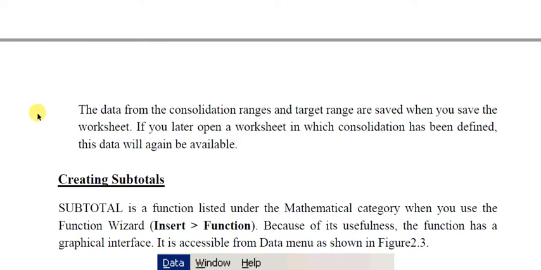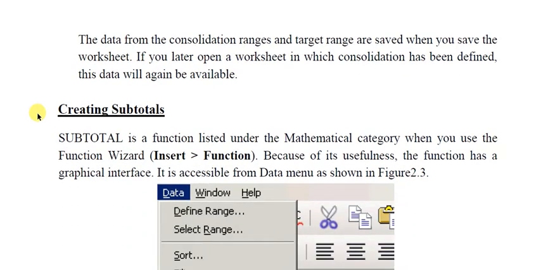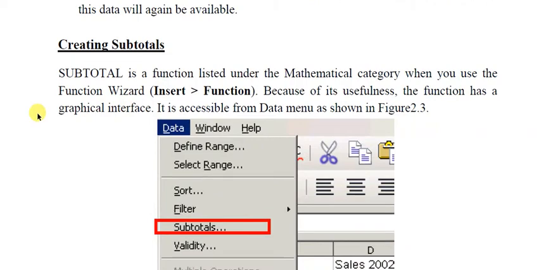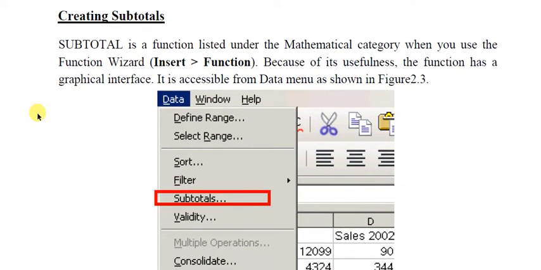Okay. Now the second point is creating subtotals. Subtotal is a function listed under the mathematical category when you use the Function Wizard. Okay, in Insert, under Function, if you go to the Wizard, there you will find subtotal. Because of its usefulness, the function has a graphical interface. Okay, subtotals are very much important. You have a subtotal in many forms. You have seen subtotal, and then at the end you have grand total.